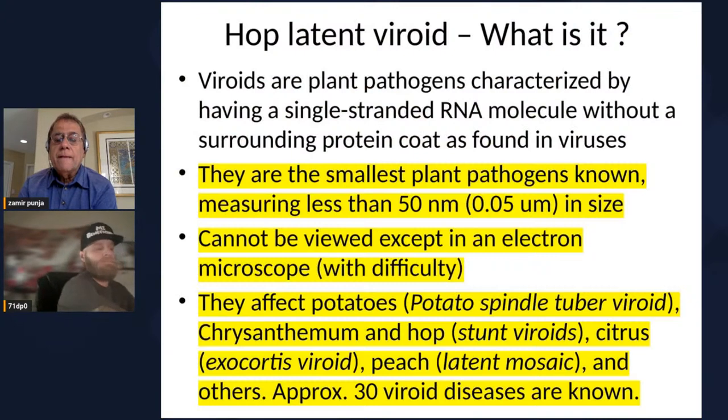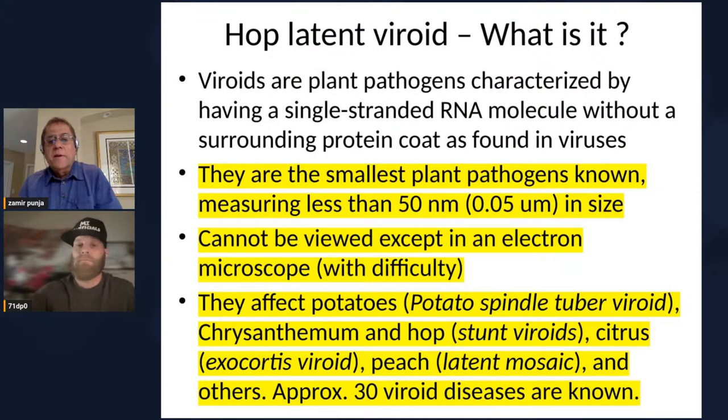And just for those of you that may not be familiar, this is a very unique pathogen, a pathogen that attacks plants primarily. We don't know viroids that infect animals or any other group of organisms. And it's unique in that it's an RNA molecule, but it's extremely, extremely small. You can see the size dimensions here. 50 nanometers means it's 5/100 of a micron.